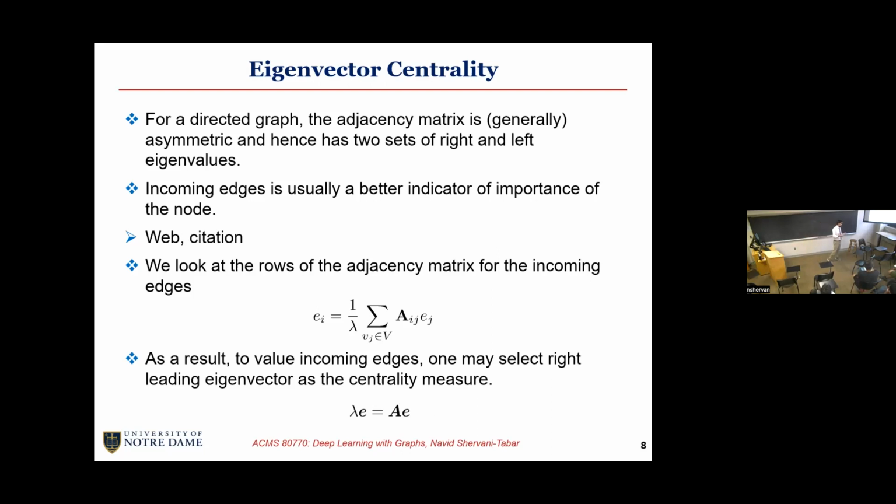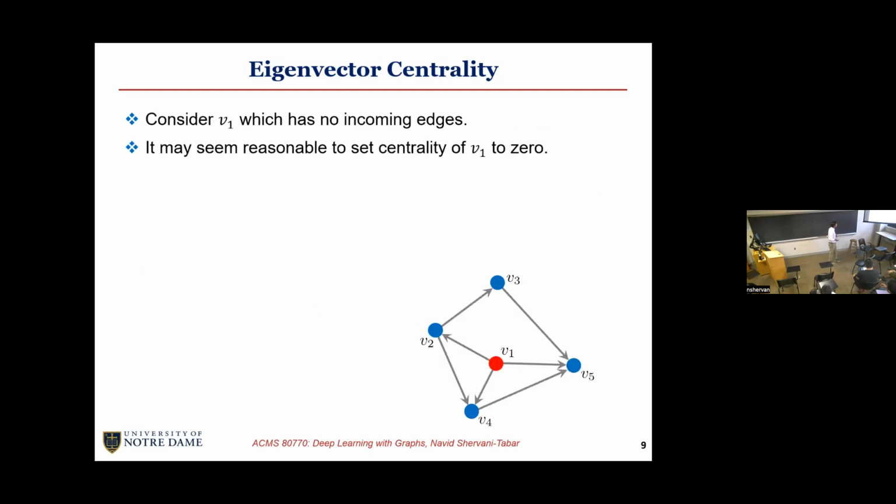And if we do that, we will sum over rows of the adjacency matrix. And what happens is that we will end up with the right eigenvalue and eigenvectors. Okay, let's do that. We have a directed graph, and we selected the right leading eigenvector as our vector of centrality. So let's look at this problem.